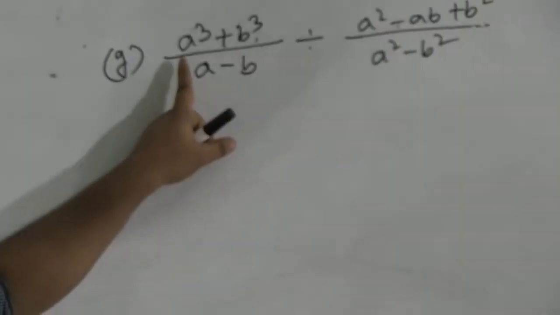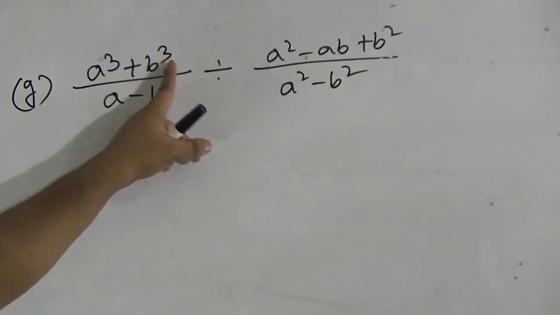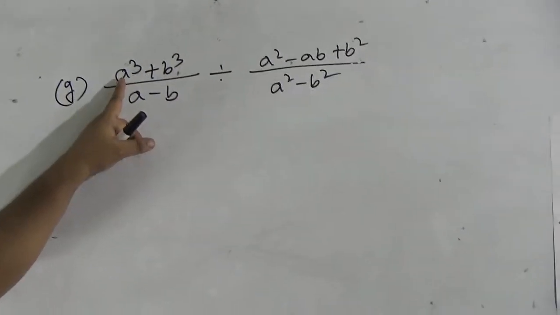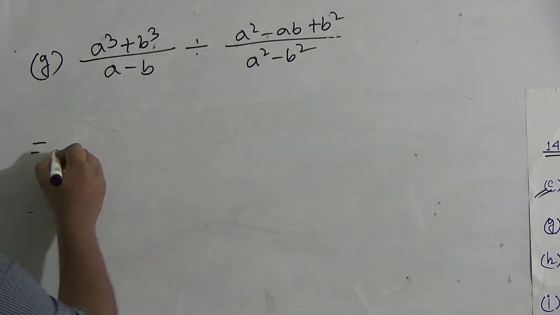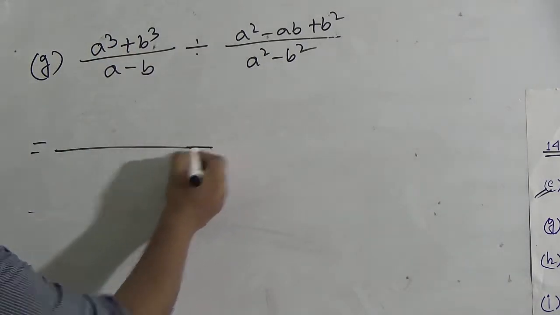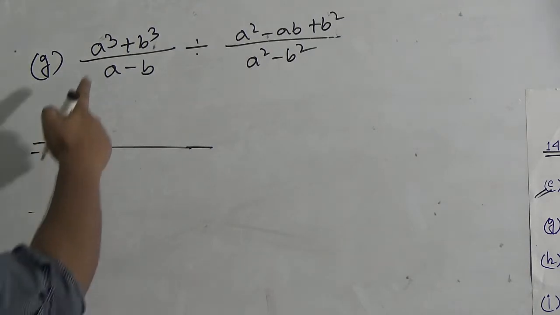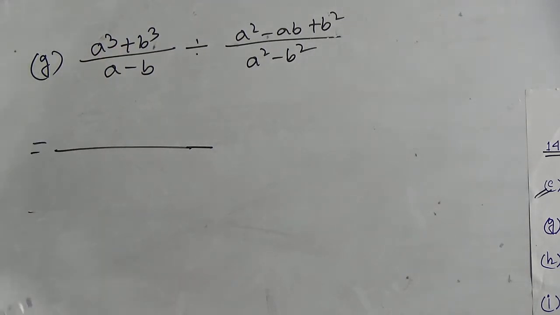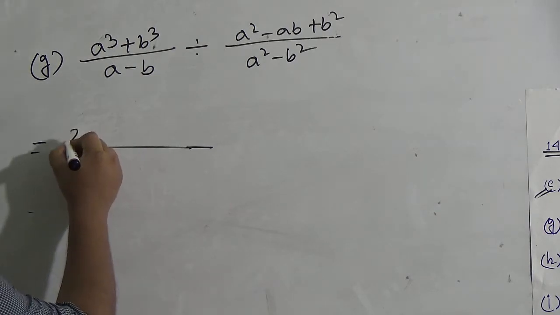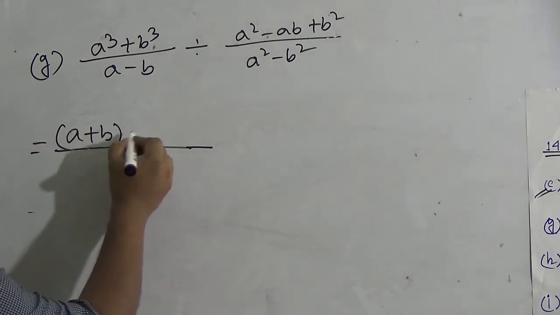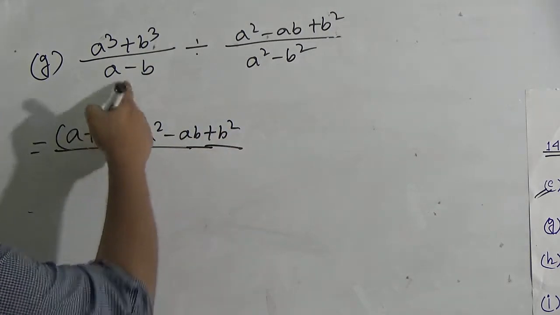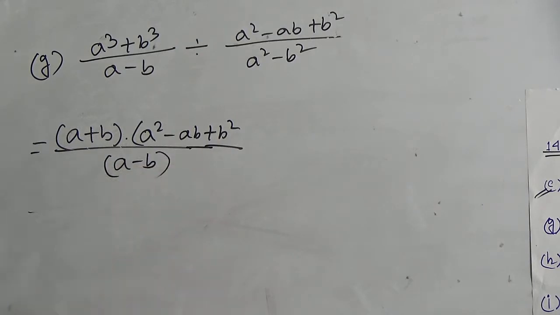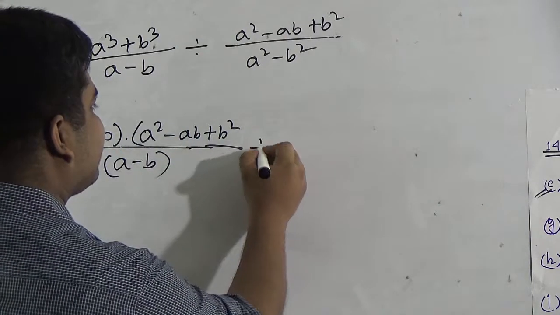My dear students, notice a cube plus b cube. This is a corollary. Now we apply here the corollary of a cube plus b cube. What is the formula of a cube plus b cube? The formula of a cube plus b cube is a plus b into a square minus ab plus b square. So we write a plus b into a square minus ab plus b square divided by a minus b. Then the division sign is here.